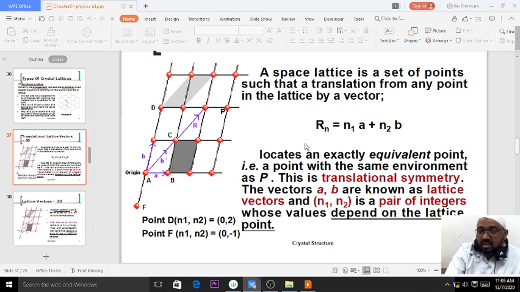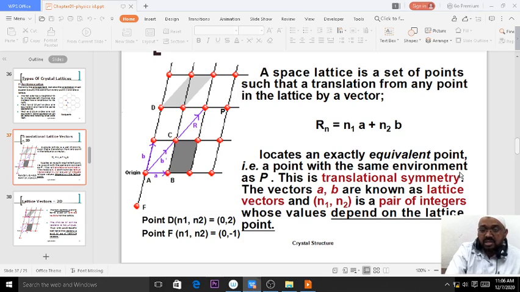A space lattice is a set of points such that a translation, when I say translation, what is translation actually? Repeating a particular parameter or function an infinite number of times such that the environment does not change, so the repetitions are identical. Such a movement or property is known as the translation property from any point in the lattice by a vector. This can be represented by Rn equals n1a plus n2b, which locates the exactly equivalent point.